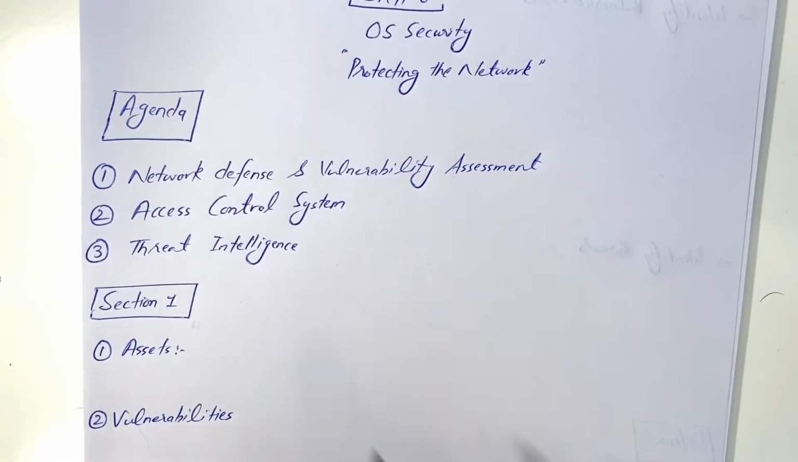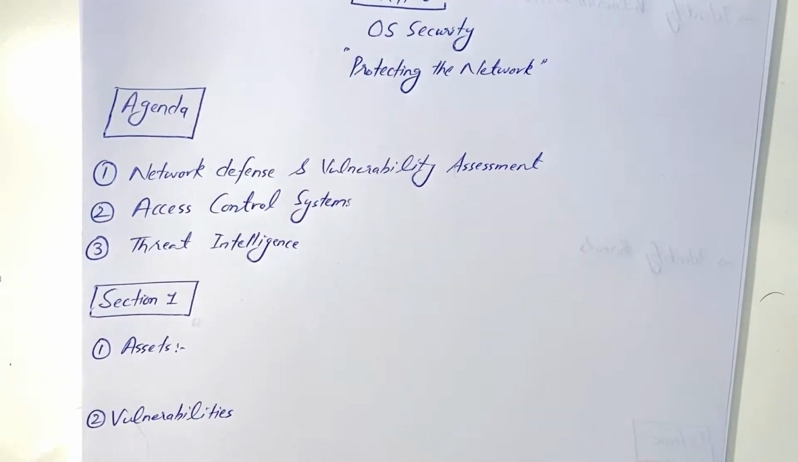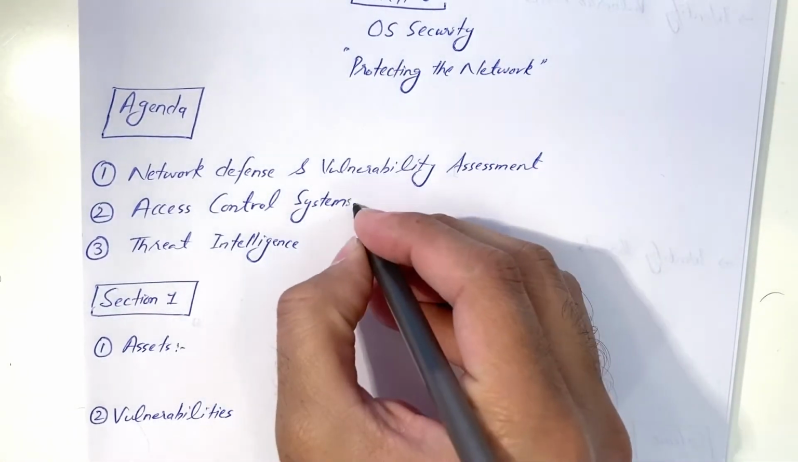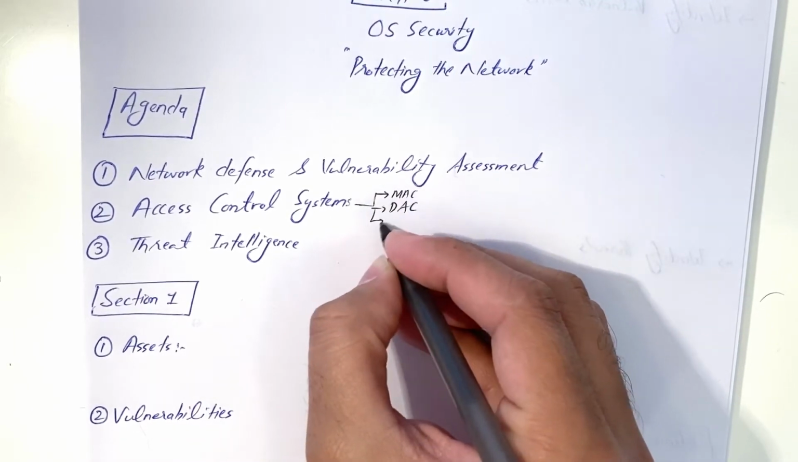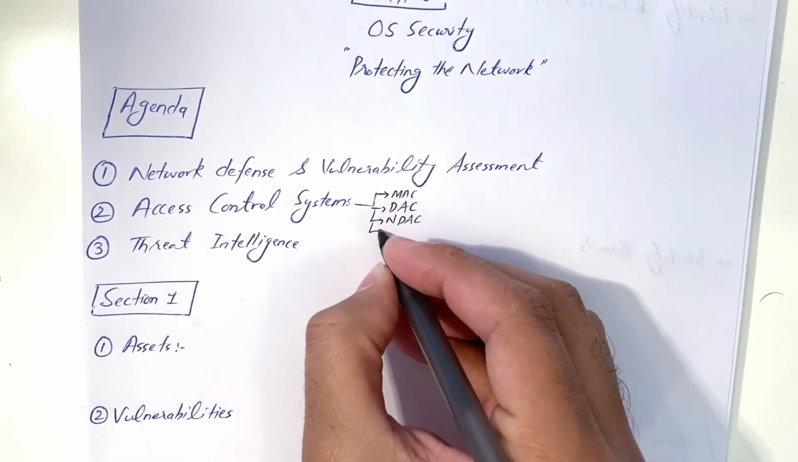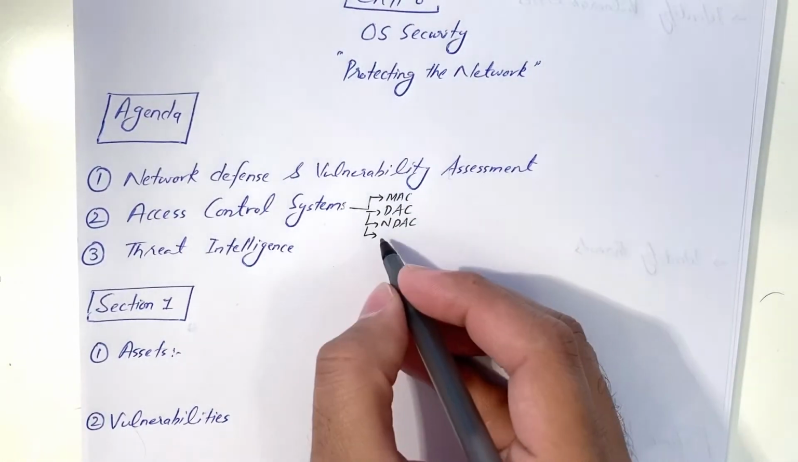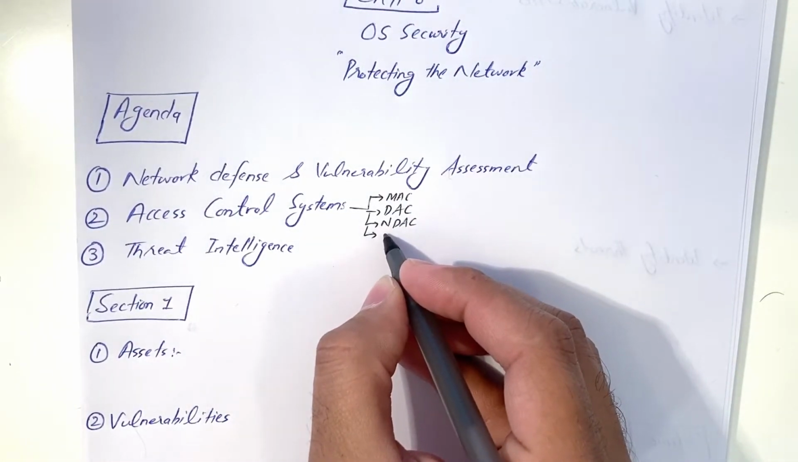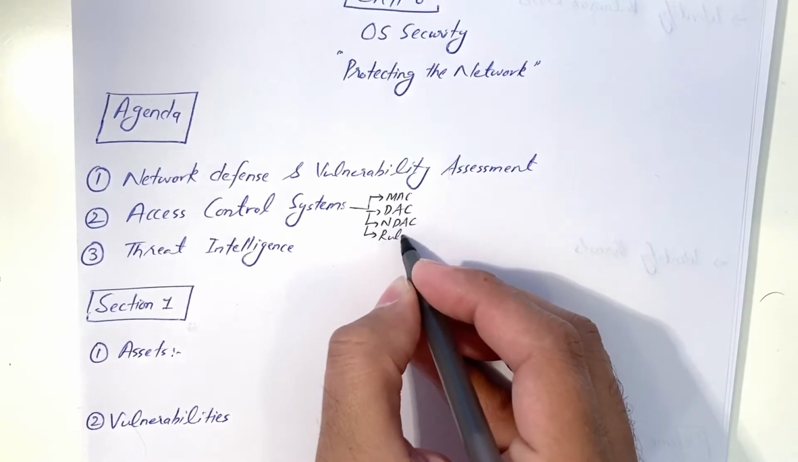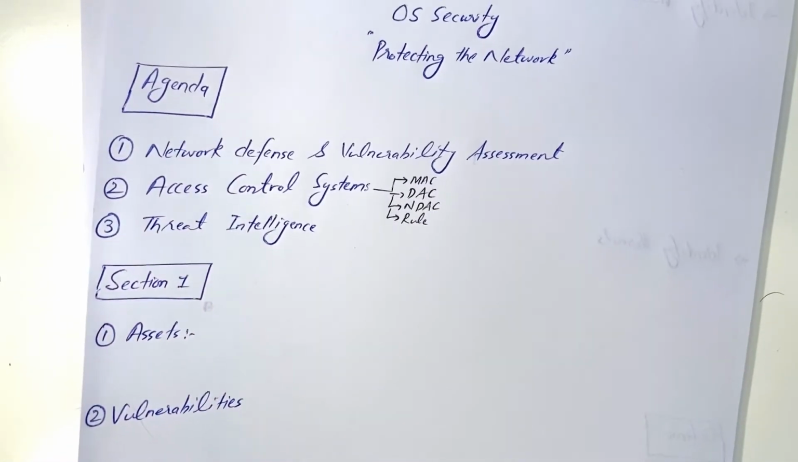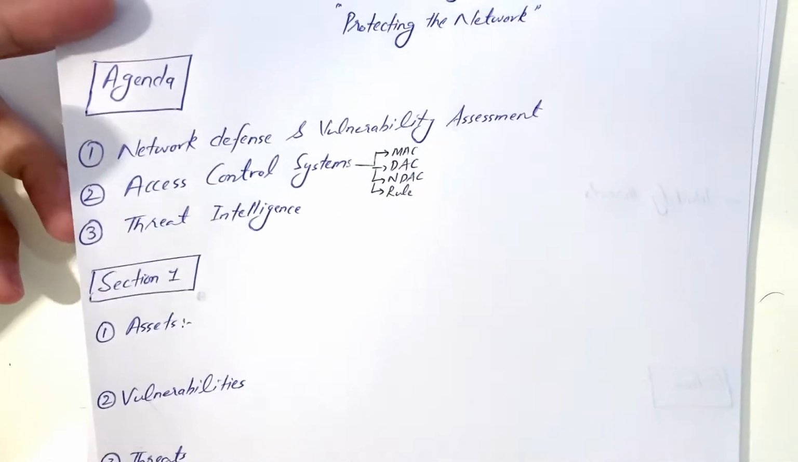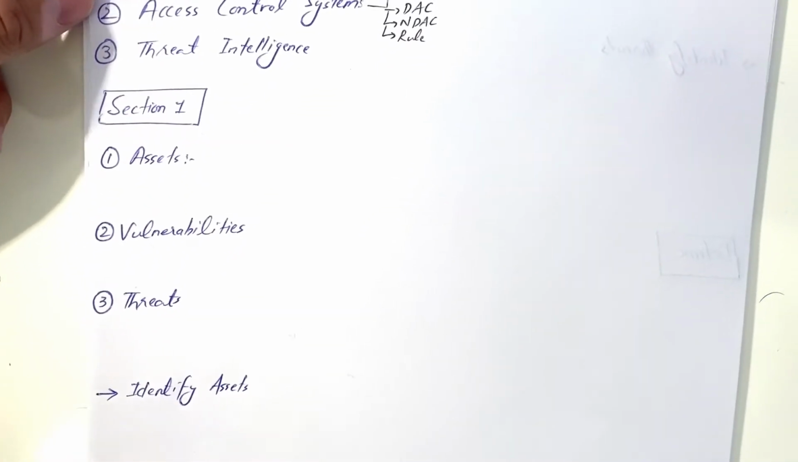Then we will talk about access control systems. We'll discuss AAA servers, and we'll discuss four main formal access control methodologies. We'll discuss the mandatory access control system, discretionary access control system, non-discretionary access control system, also known as role-based access control system. And we will also discuss the rule-based access control system, also known as attribute-based access control system. Then we will talk about threat intelligence. So these are the three main sections of chapter number 8, starting with the network defense and vulnerability assessment.